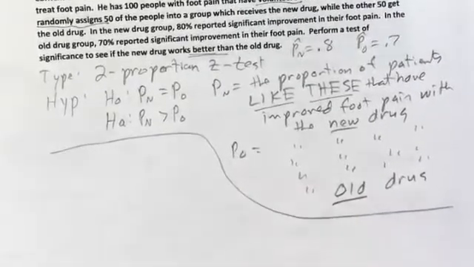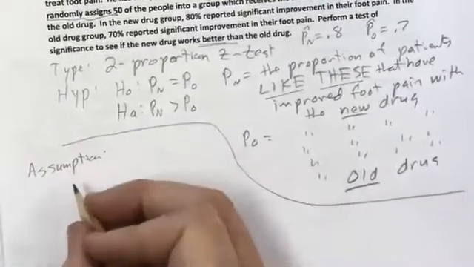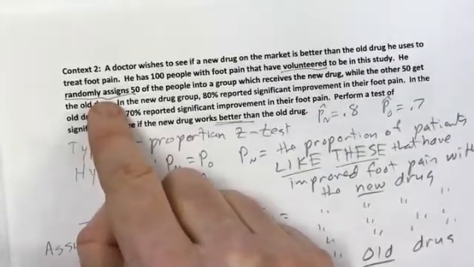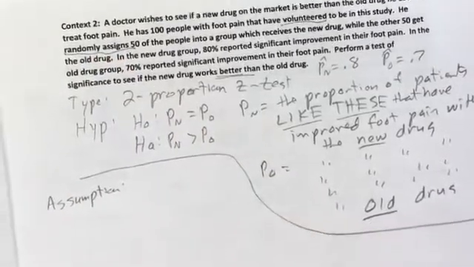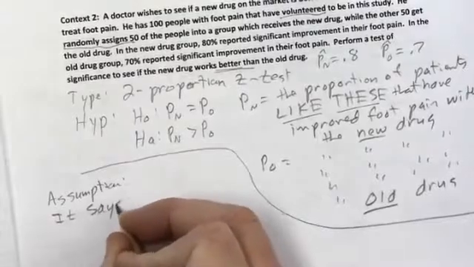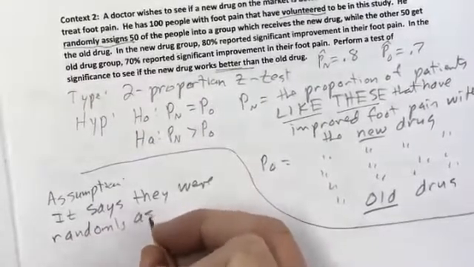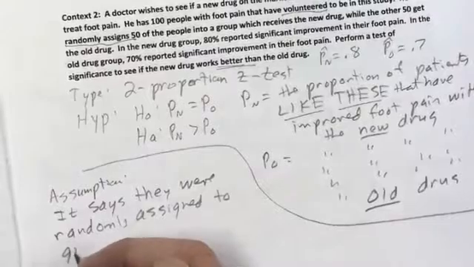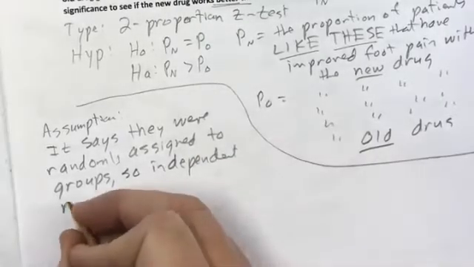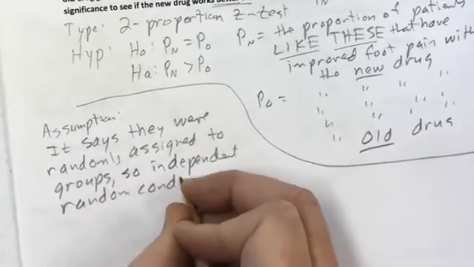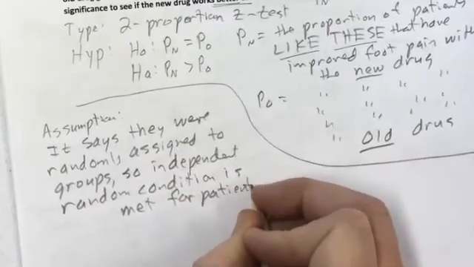All right, so we got the hypotheses now. Your assumptions, very similar to what we had before, otherwise known as your conditions. But this is what's different. Don't say they were randomly selected. Don't say they're SRSs. Say what it says. They were randomly assigned, or in other words, randomly allocated. It says they were randomly assigned to two groups, so independent random condition is met for patients like these.